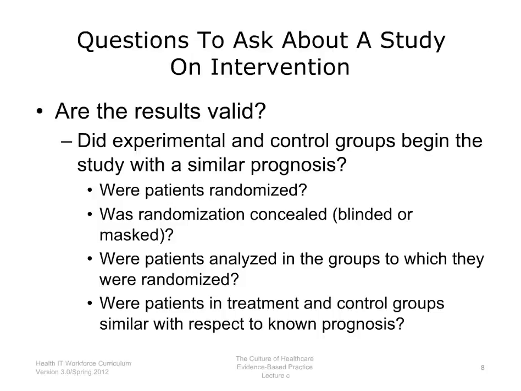Were the patients analyzed in the groups to which they were randomized, sometimes called intent to treat analysis? Then, were the patients in the treatment and control groups similar with respect to the known prognosis? Sometimes the randomization does not work, and we end up with somewhat different groups, and that causes us to have concerns about the validity of the randomized controlled trial.